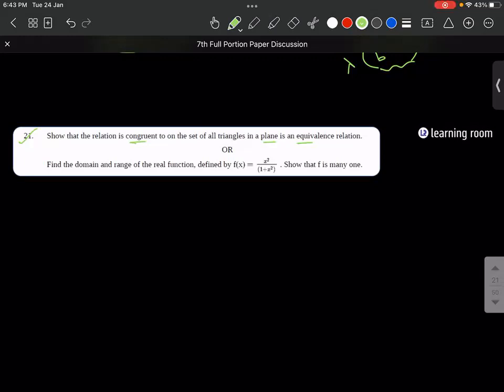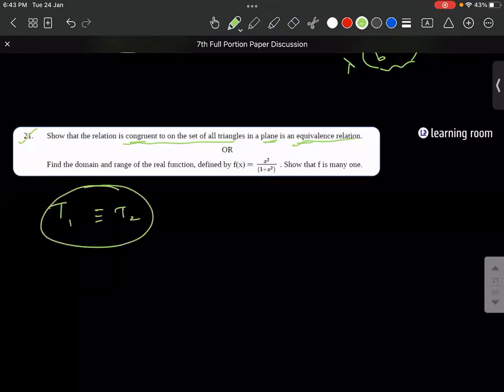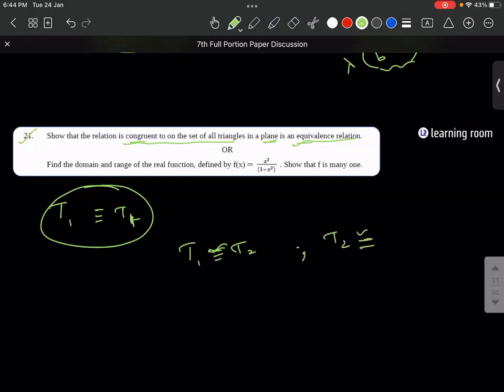So show that the relation where you have a set of congruent triangles in a plane is an equivalence relation. Can you say, is it reflexive? Yes, sir. Triangle T1 will be congruent to itself, so it is reflexive. If T1 is congruent to T2, then T2 is obviously congruent to T1.